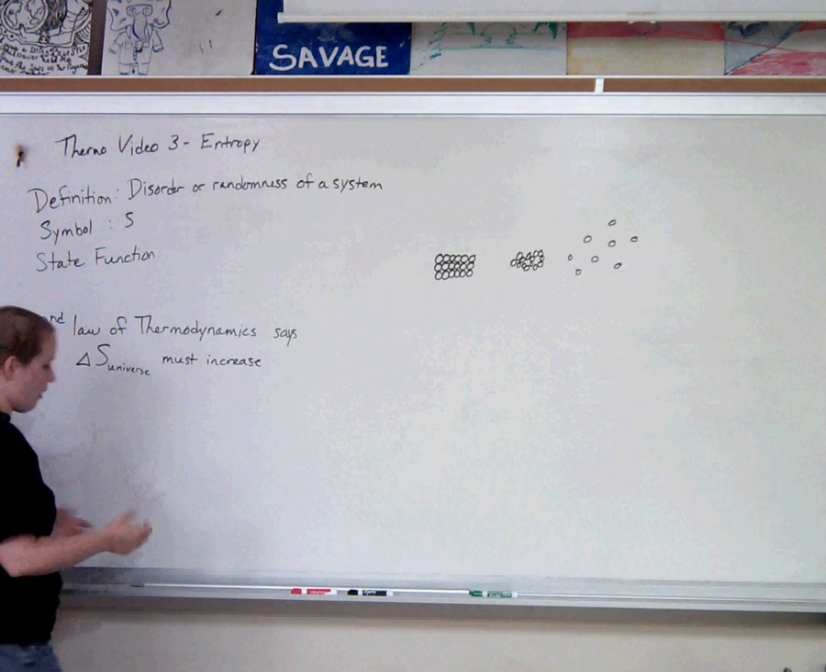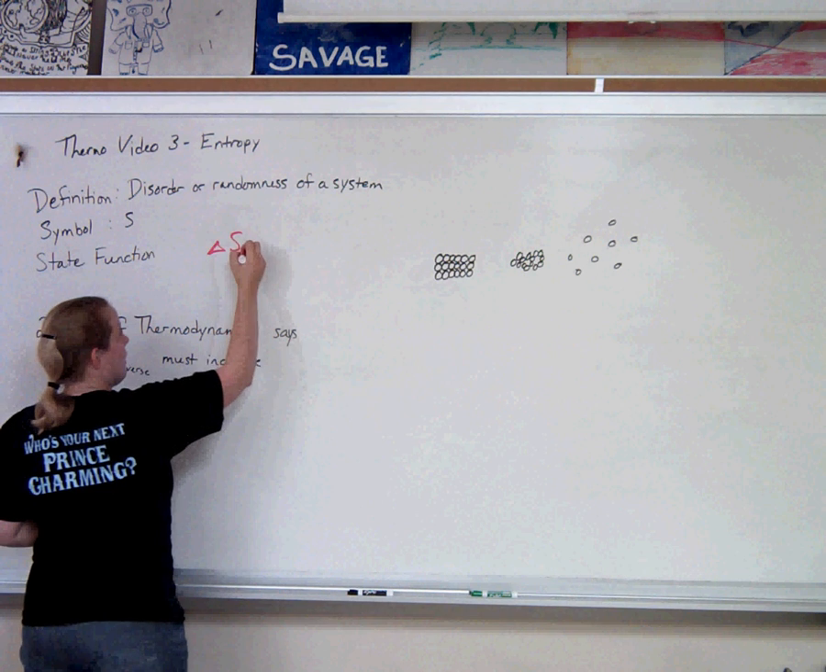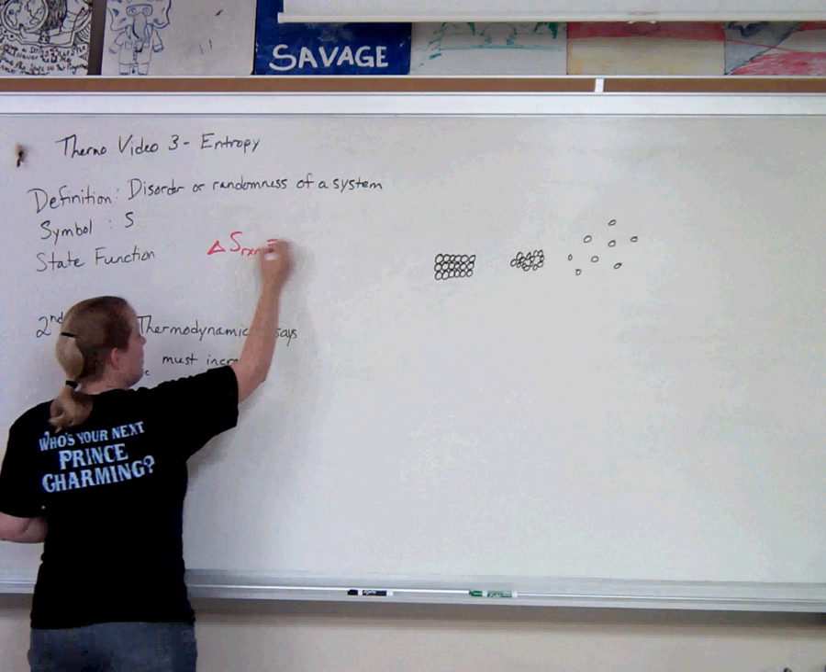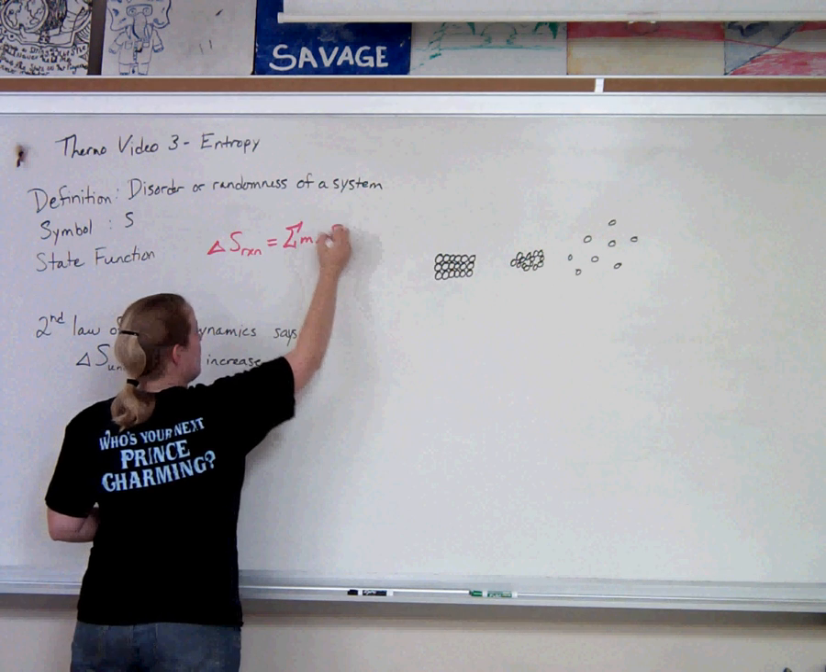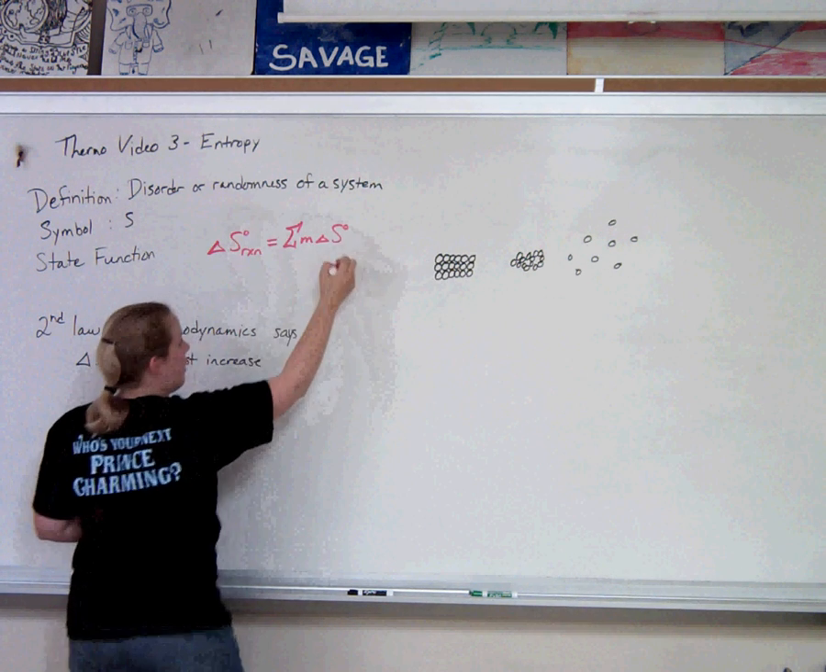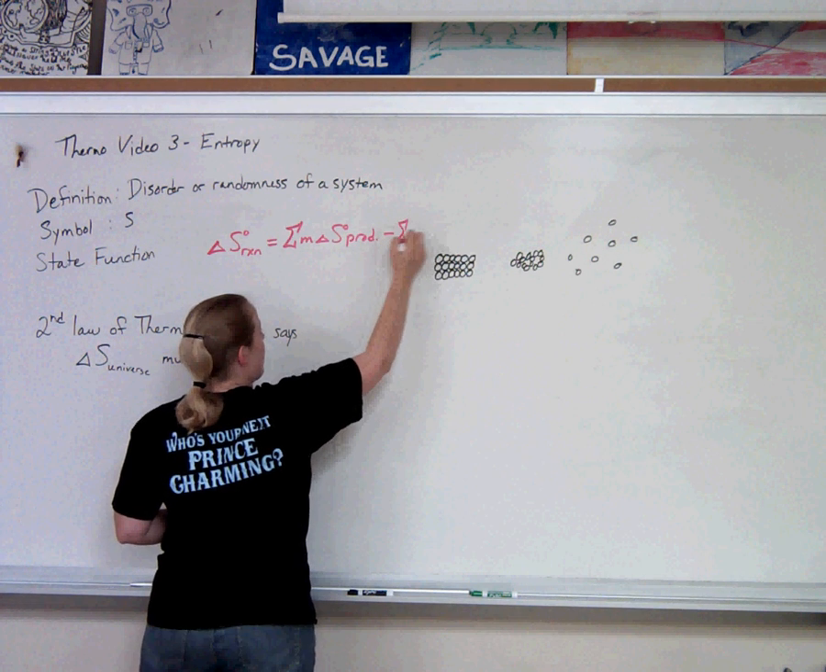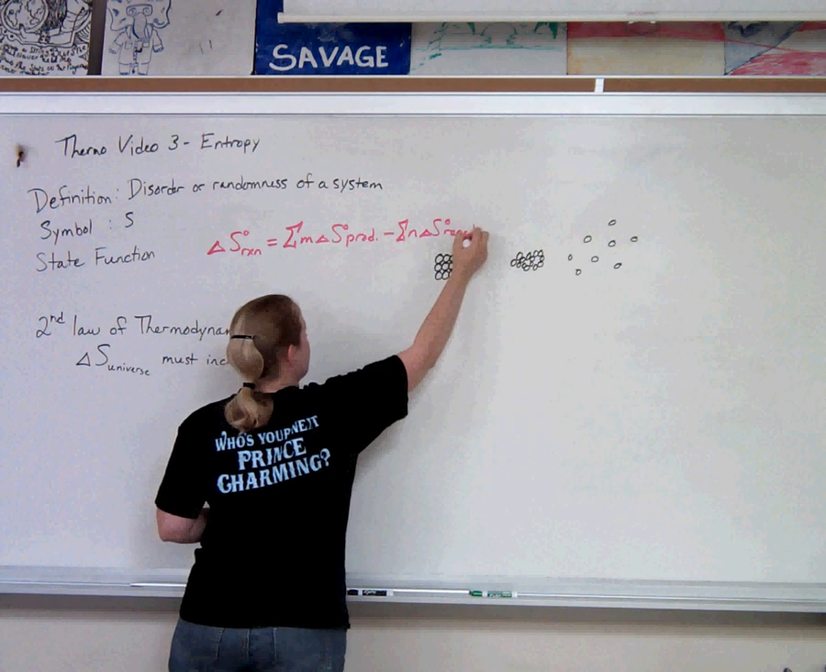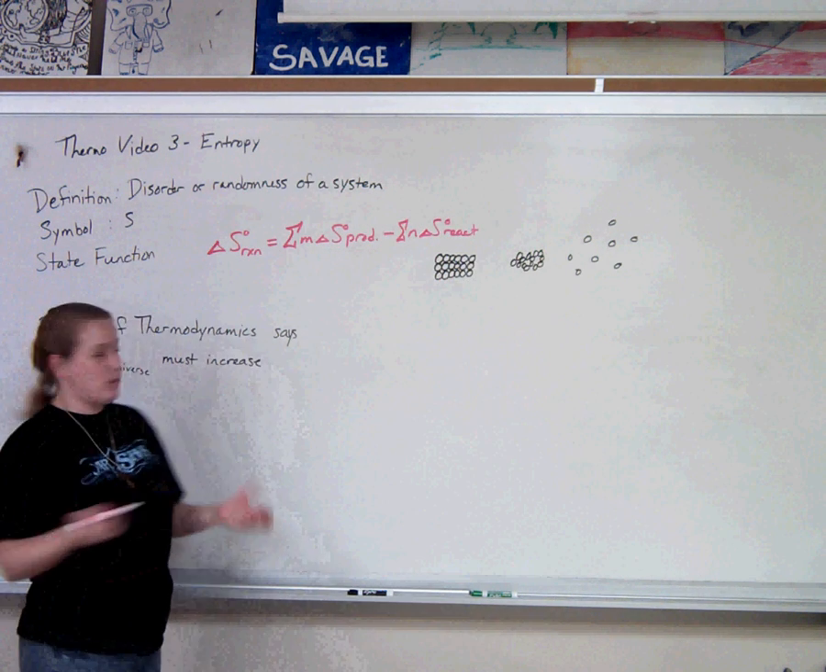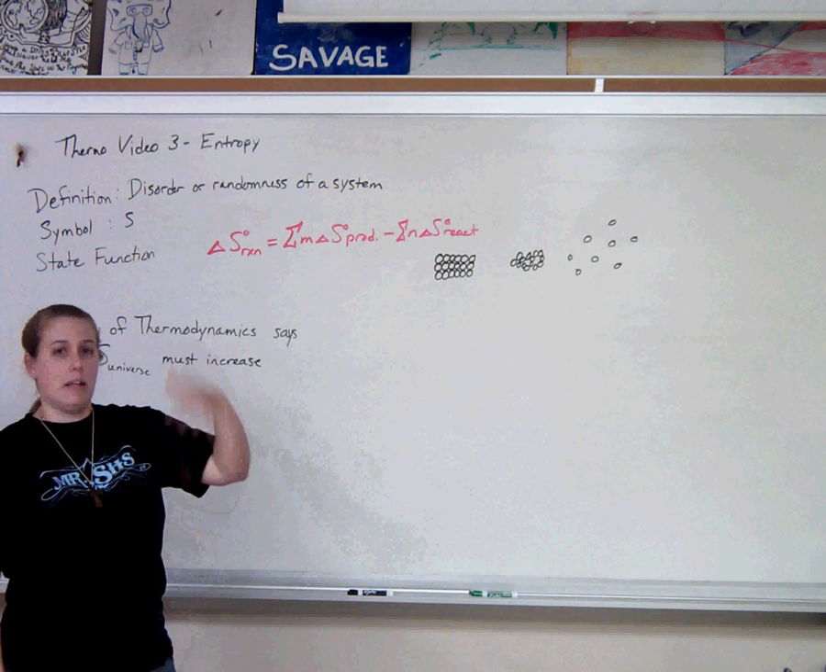So if you wanted to calculate the entropy of a reaction, you could do the sum of the standard entropy of the products minus the sum of the standard entropies of the reactants, just like you do for enthalpies. And entropy is also listed in Appendix C.